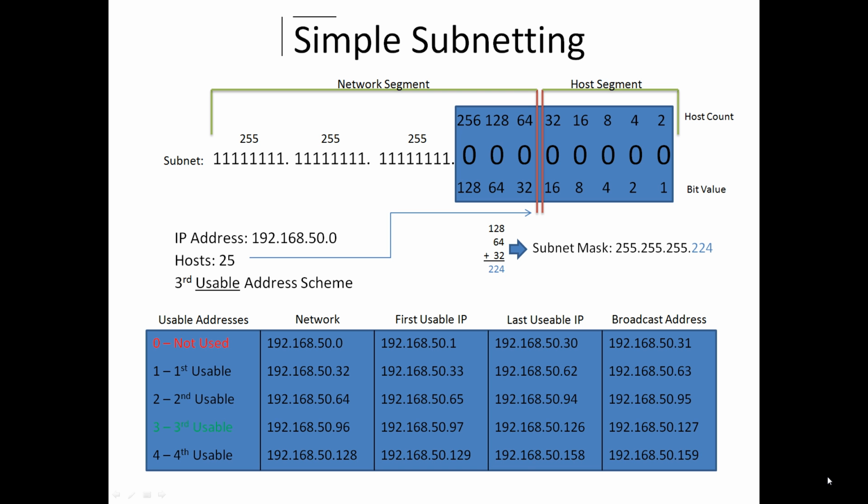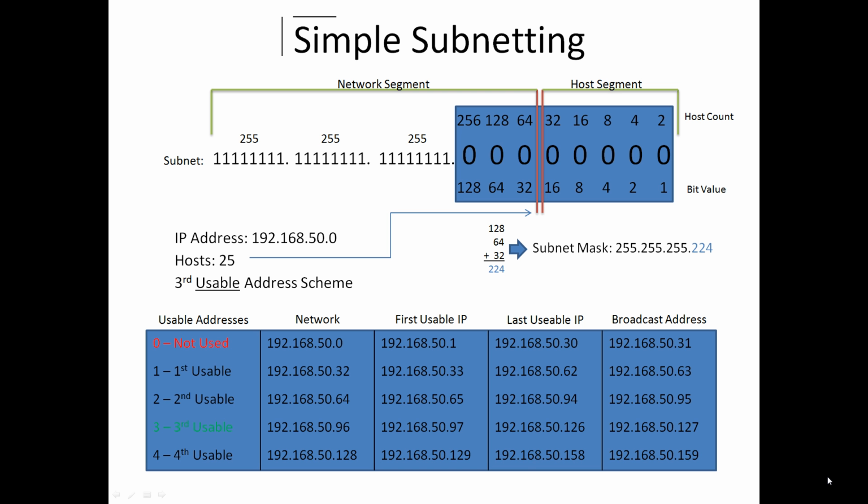Finding out the subnet mask now is pretty simple. What you want to do is you want to take the first 3 bits in the last octet that are now network segment and add those 3 bits, which is 128, 64, and 32. And when you do that, you'll get 224. So now your subnet is 255.255.255.224. This also means that you are no longer using a /24.